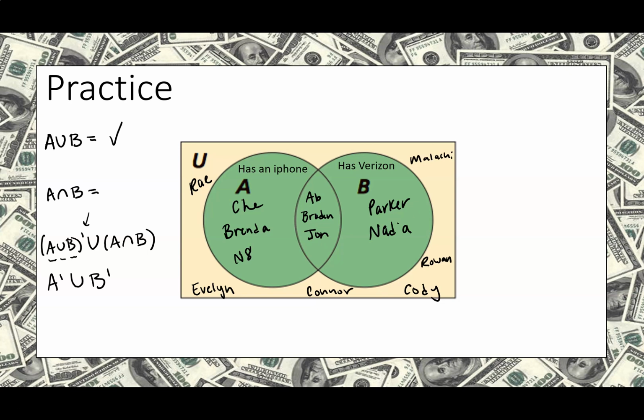So A complement is going to be everything not in A. Well, who's not in A? Rihanna's not in A, Evelyn's not in A, Connor's not in A, Cody's not in A, Rowan's not in A, Malachi's not in A, Parker's not in A, Nadia's not in A. Everyone else is in A. We're trying to union that with B complement. Those are the people that are not in B. Well, who's not in B? Well, we've got Che's not in B, Brenda's not in B, and Nate's not in B. And so basically, we would have all of these people as my answer except for the center part.